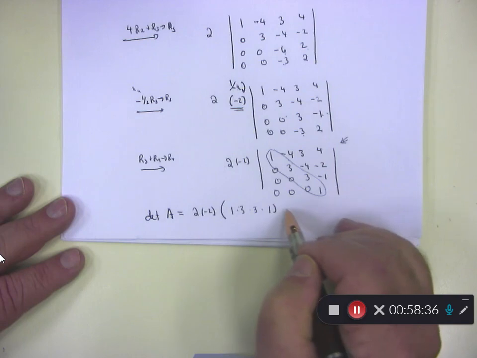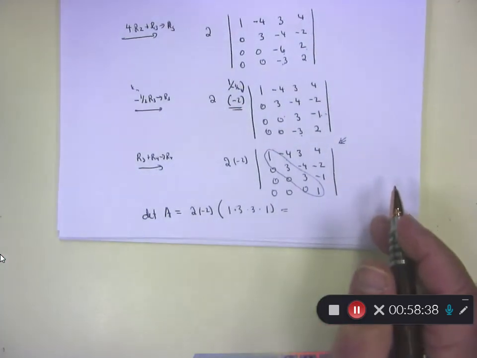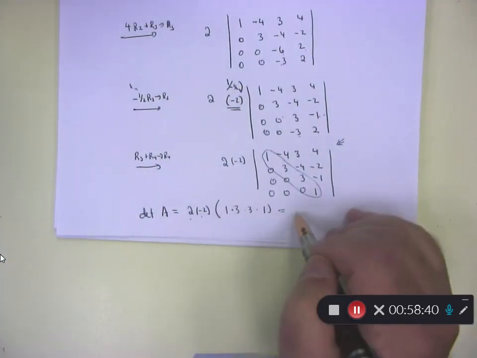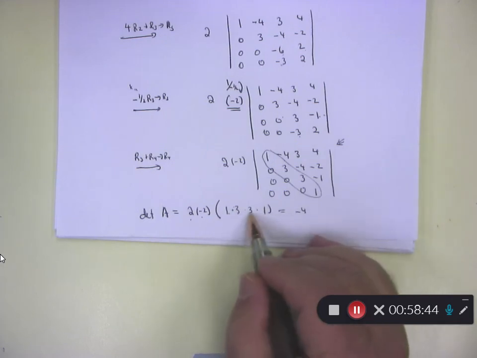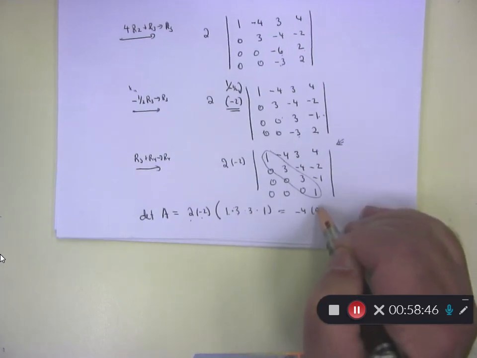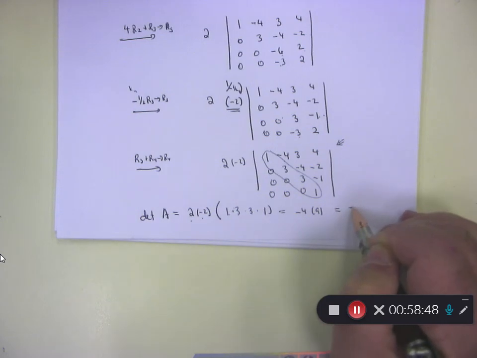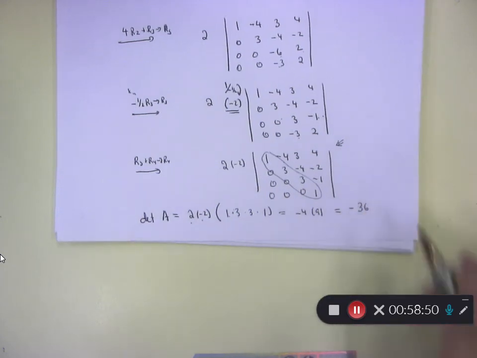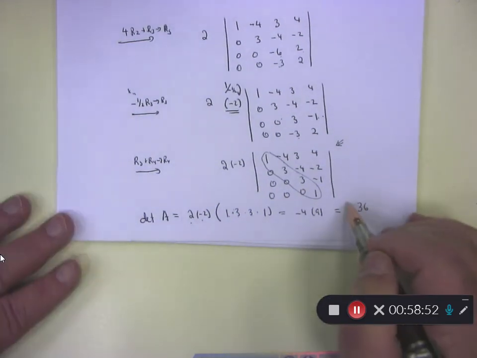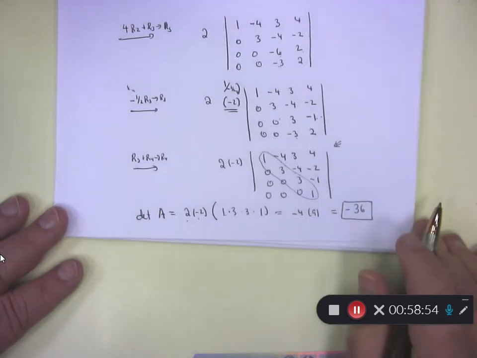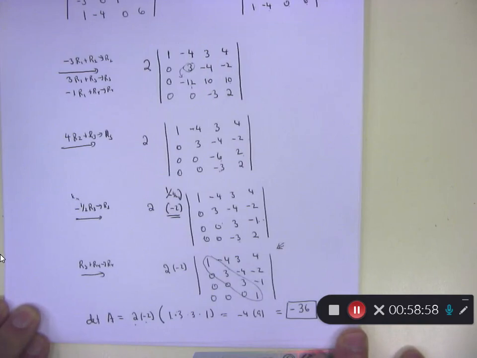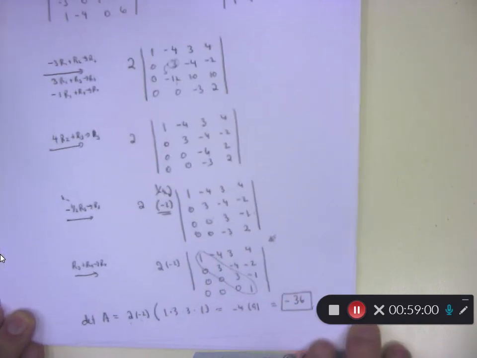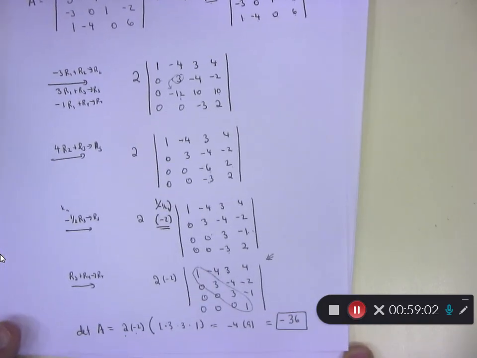Does that make sense? So let's do some math here. 2 times -2 is -4. 1 times 3 times 3 times 1, what is that, 9? Times 9, what is the answer? -36. And that is my determinant. Did I lose you guys anywhere with this thing, and how it affects it?